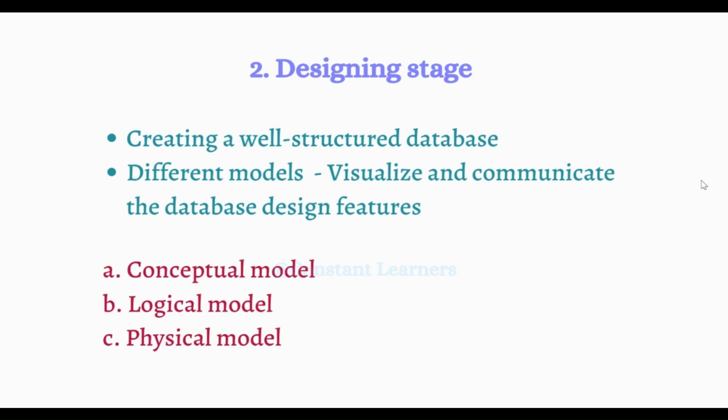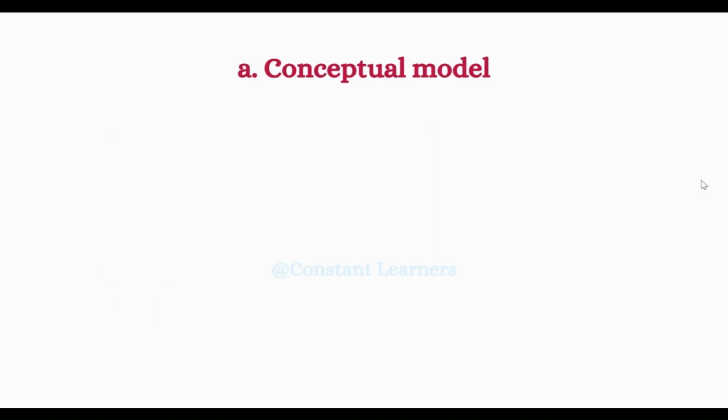All right. Now, there are three models that we build in the designing stage. First is the conceptual model, second is the logical model, and third is the physical model. Let's discuss each of these quickly. In the conceptual model, it provides us with the user's view of data.